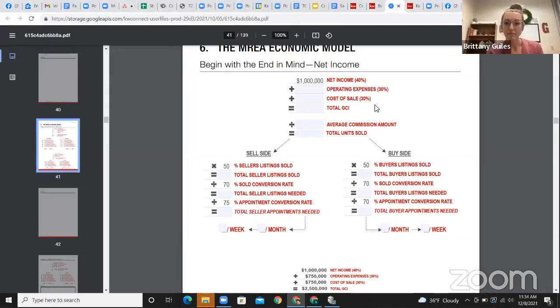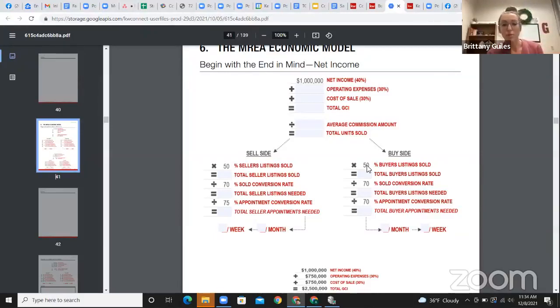Anything you want to add about the economic model? I would just like to say that it's not as hard as what I think. It can look a little overwhelming, but when I've taken your workshops, it actually isn't that hard to kind of figure this out. And I just think it's an eye opener.